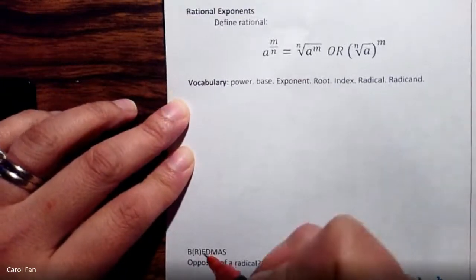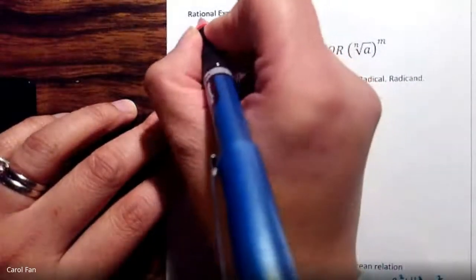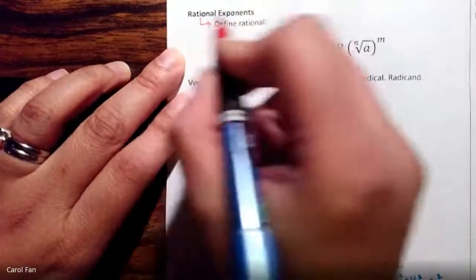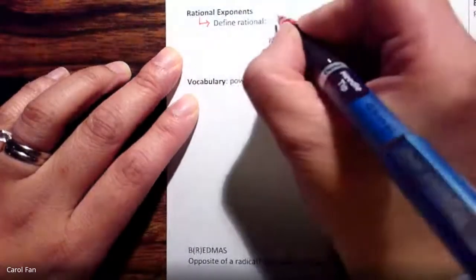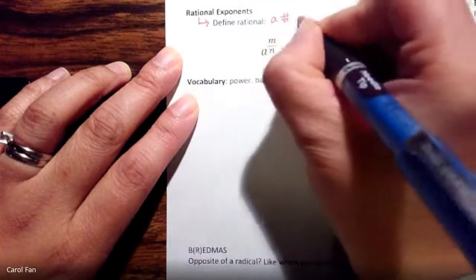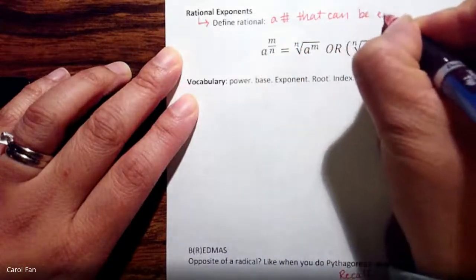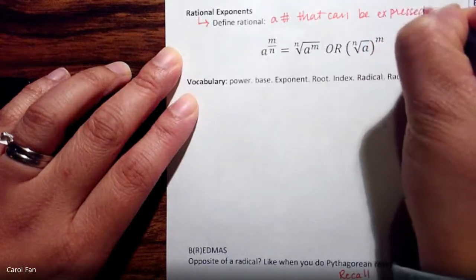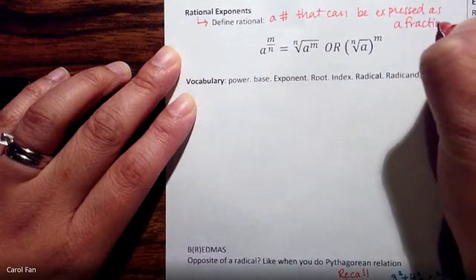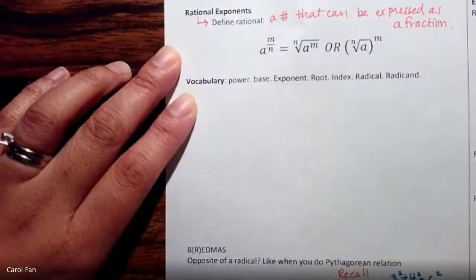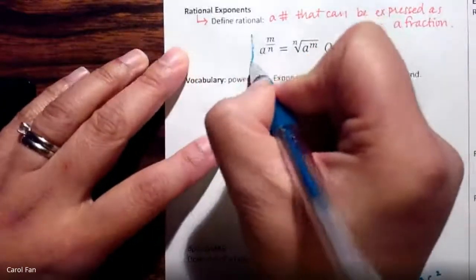Hi again. Today's lesson is on the last exponent law that we have, the rational exponent law. Now, before we go into it, we should understand what the word rational means. When we define rational, this is a number that can be expressed as a fraction. So, for example, we have a to the power of m divided by n.